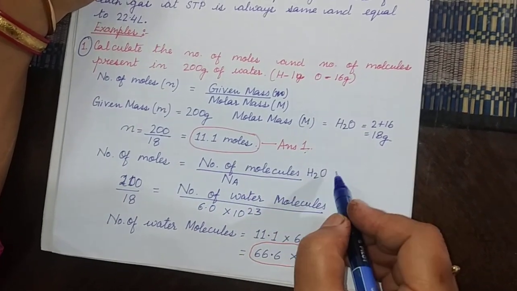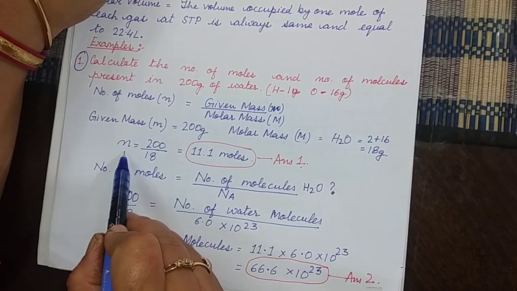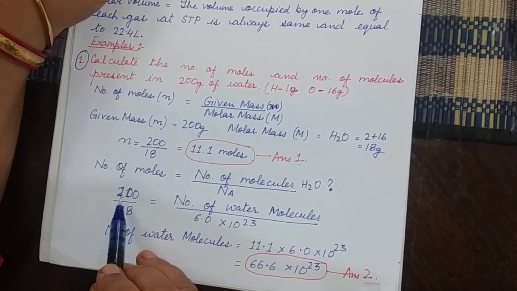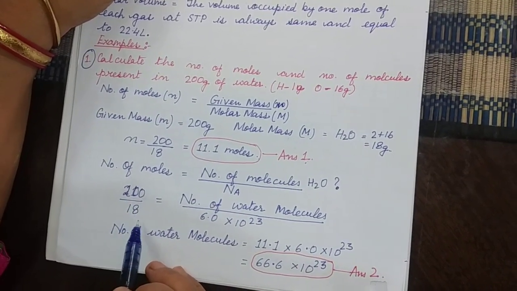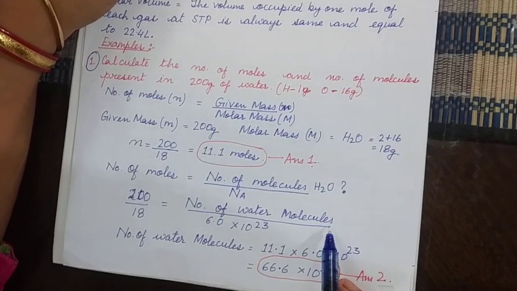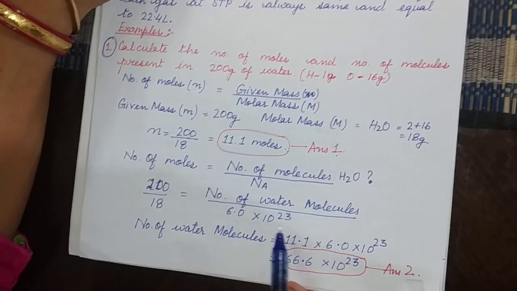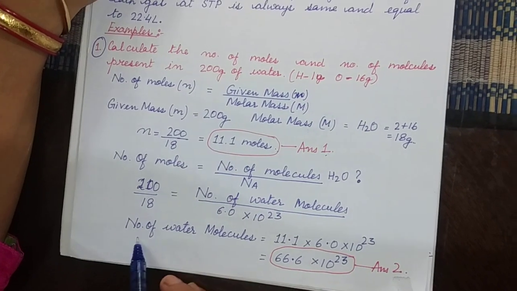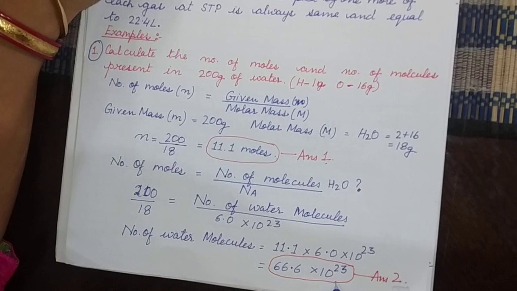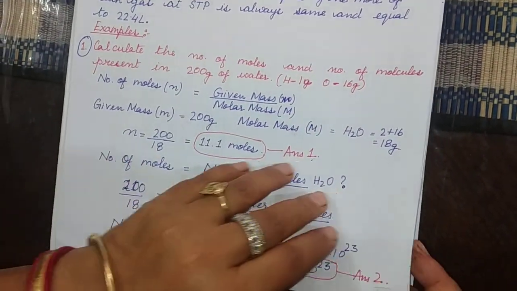So the number of molecules of H2O is not known, we have to find it out. But the value of N is already known from the first part of the question. So I am putting that value. You can see N is equal to 200 by 18. This is equal to the number of molecules, which is unknown and has to be calculated, divided by Avogadro's number. Now by solving this expression we can find out the number of molecules is equal to 66.6 into 10 to the power of 23. This is my second answer of question number 1.